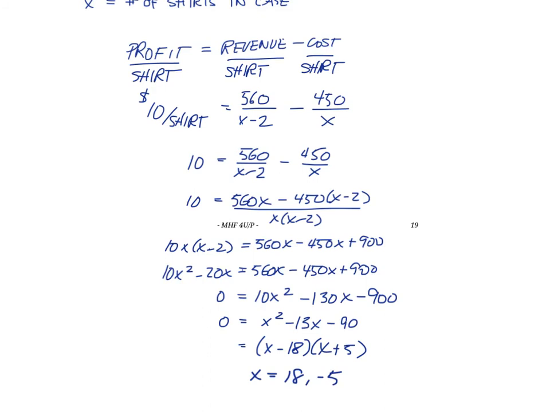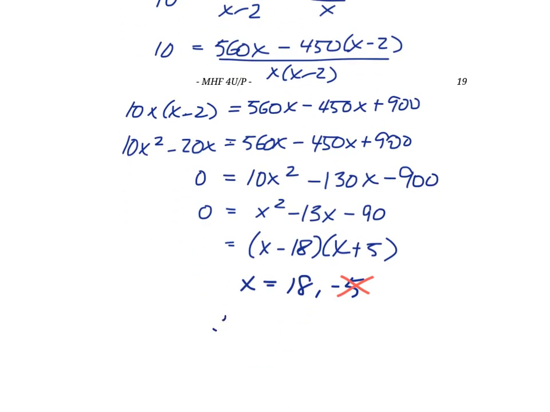So after all that algebra, what you end up getting is that the X values it comes out to are 18 and -5. Remember, X refers to the number of shirts in the case. So -5 obviously doesn't make any sense. That's extraneous. So that means essentially 18 shirts are in the case.